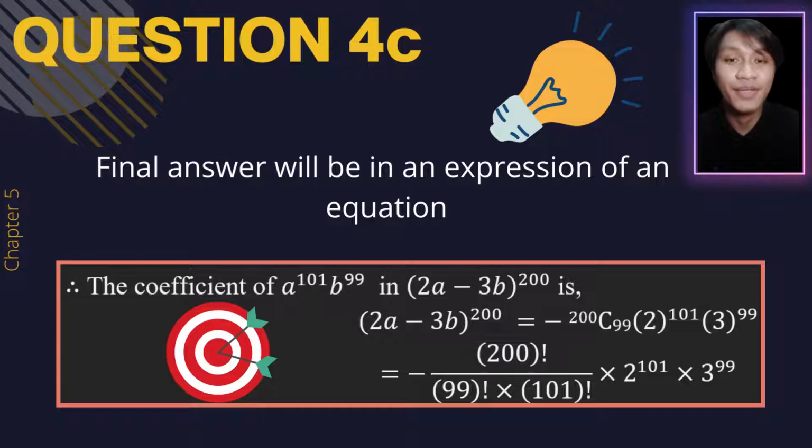We can leave the final answer as an expression, since the value can be computed in a calculator, meaning to say negative 200 choose 99 will give a math error. Therefore, the coefficient here is negative 200 choose 99, 2 to the power of 101, 3 to the power of 99, or we can simplify it in this form.